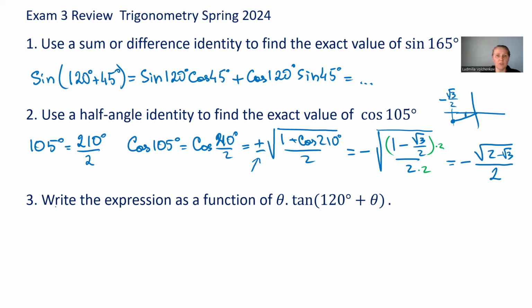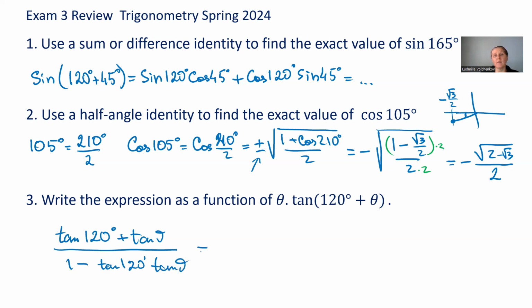Next one, tangent of a sum. Here we also just substitute the values into the formula. Tan of a sum is the sum of two tangents, tan of 120 plus tan of theta, divided by 1 minus the product of tangents, tan of 120 times tan theta.